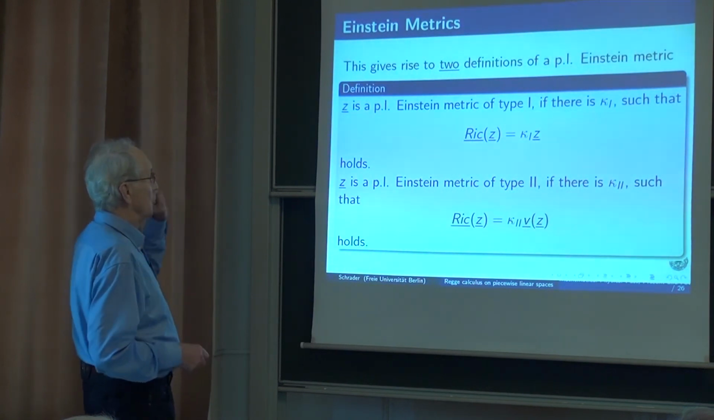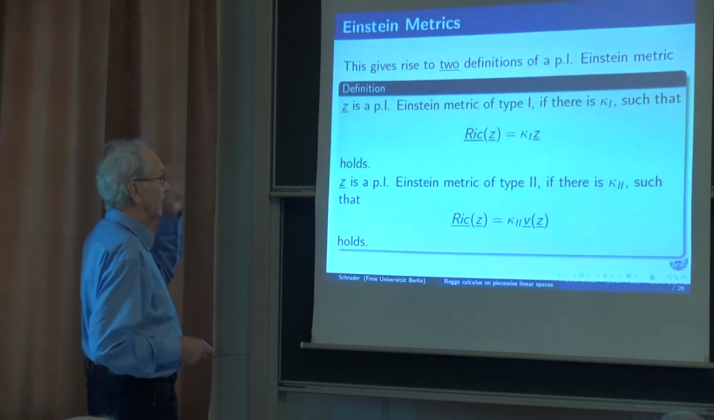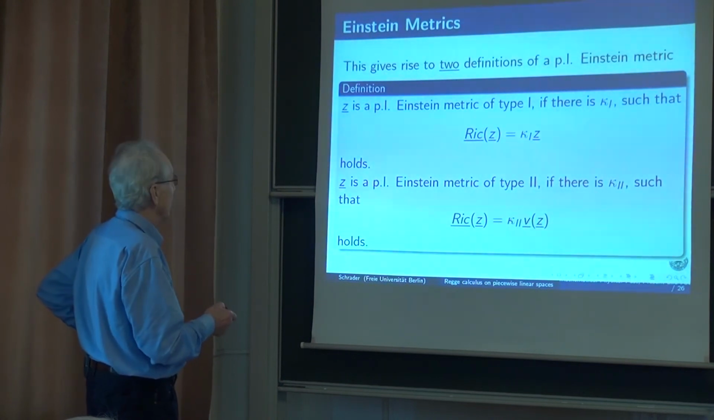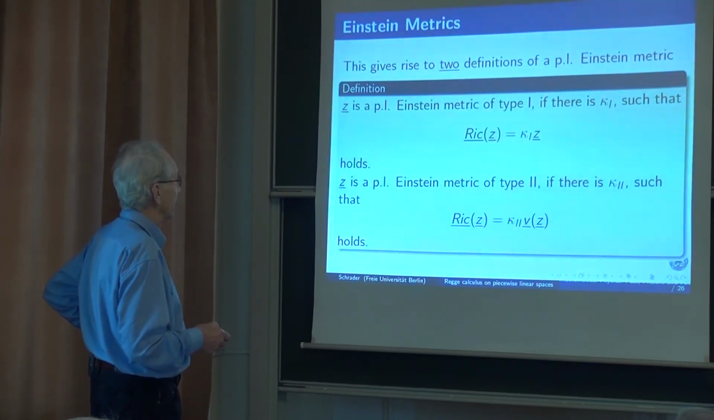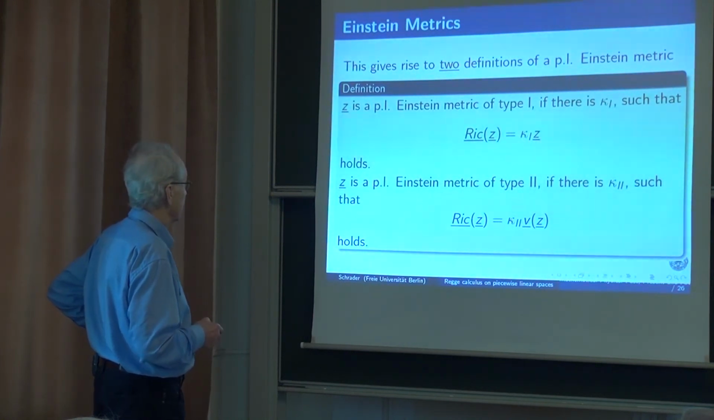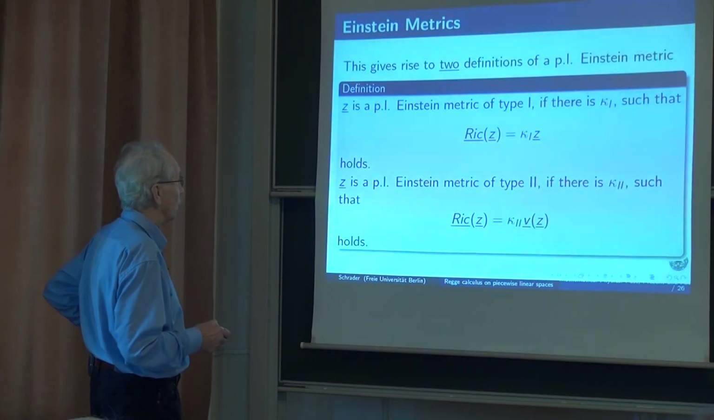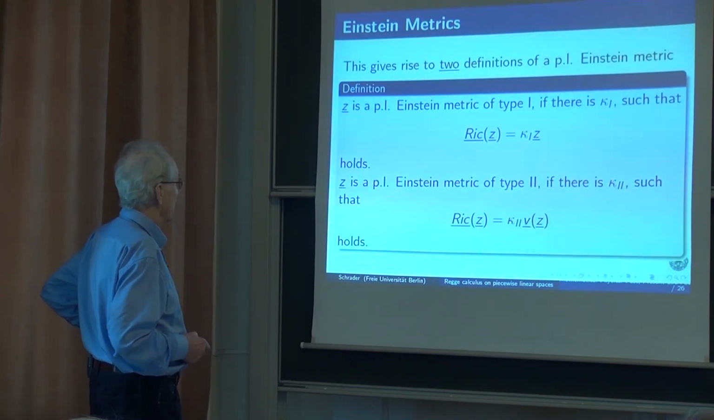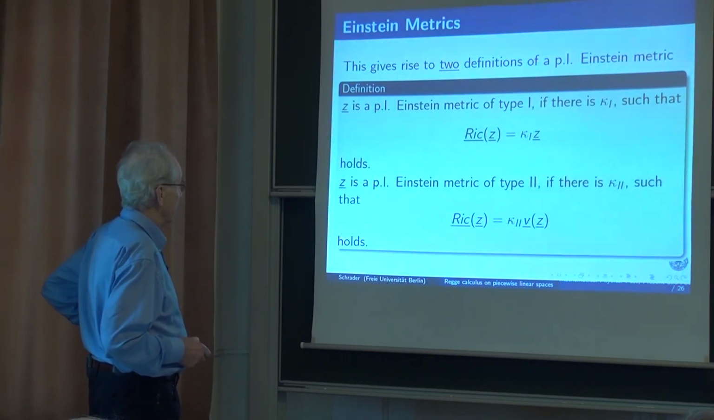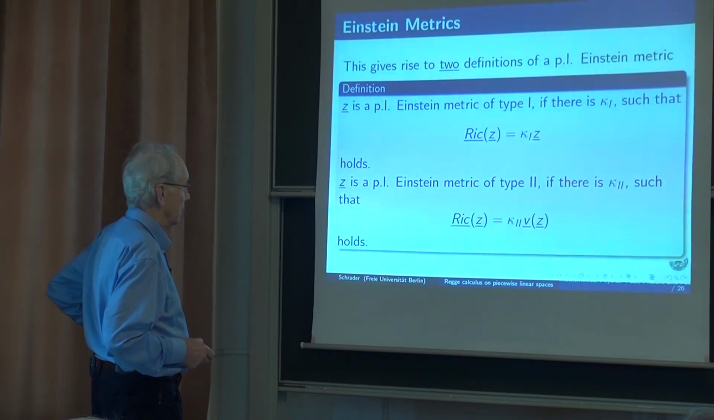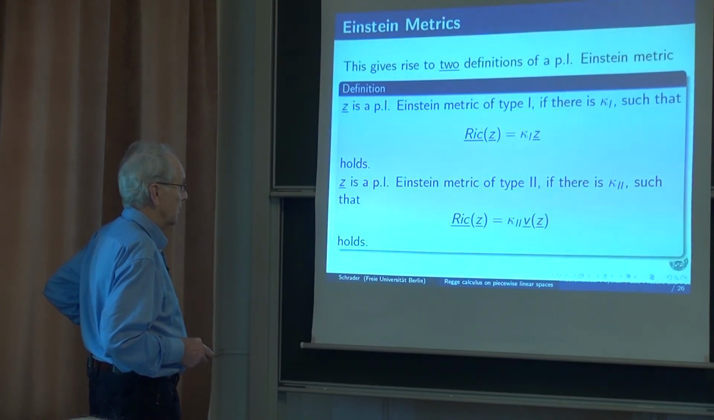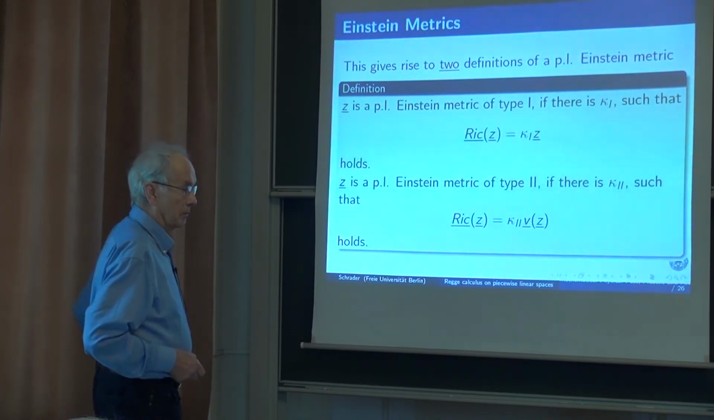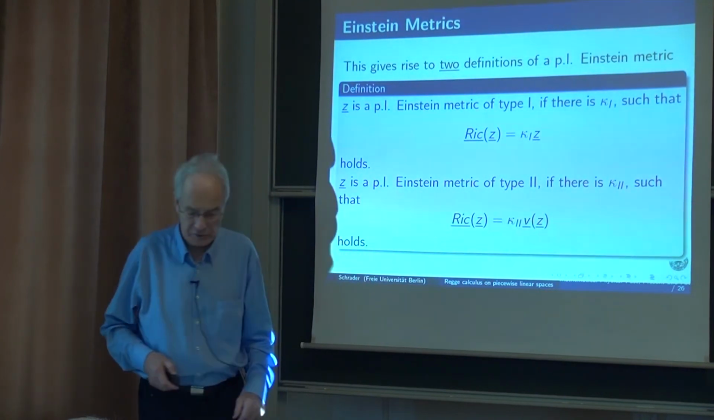So this gives rise to two definitions of an Einstein metric, and I will comment on this in a second. In the first, you say that this Ricci vector field is proportional, with a constant, times z. So z is a PL Einstein metric of type 1, because I have two definitions, if there is a kappa 1 such that this holds. It's of type 2 if the Ricci vector field is proportional, with a constant, to this gradient of the volume. So these are two different definitions.